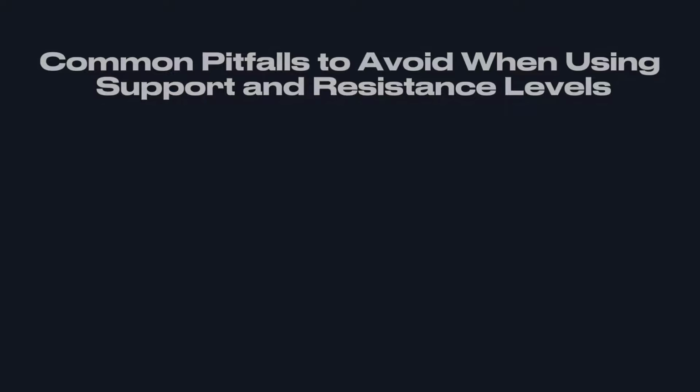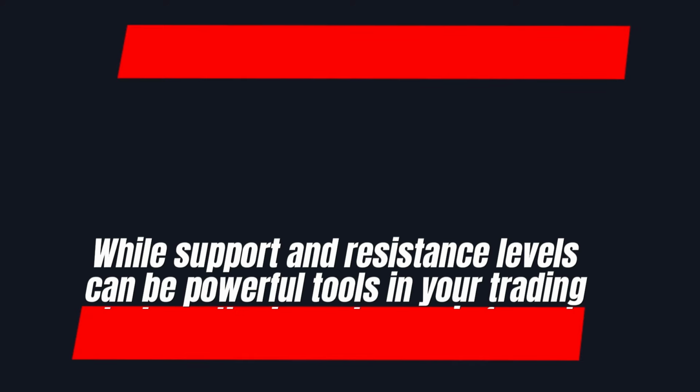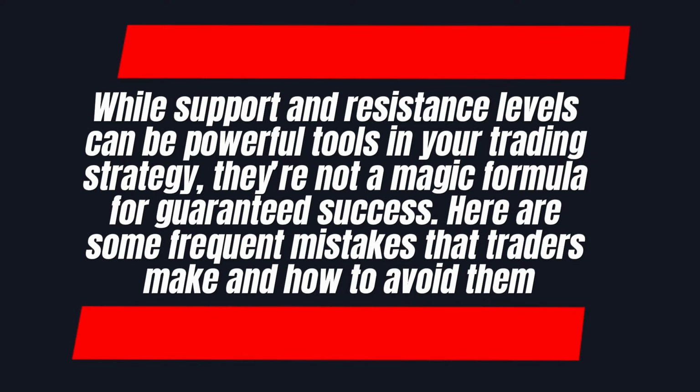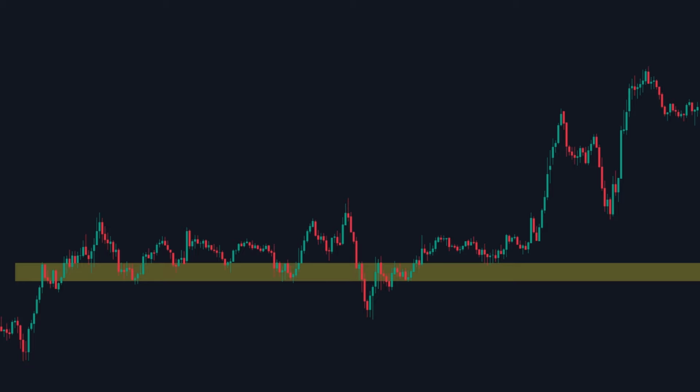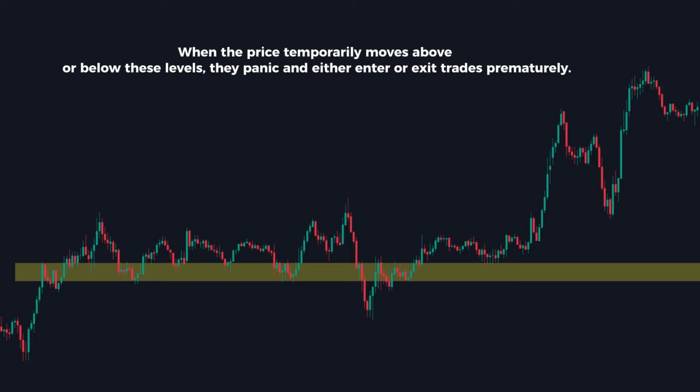While support and resistance levels can be powerful tools in your trading strategy, they're not a magic formula for guaranteed success. Here are some frequent mistakes that traders make and how to avoid them. 1. Over-relying on exact price points. The problem: many traders treat support and resistance as precise, unbreakable lines. When the price temporarily moves above or below these levels, they panic and either enter or exit trades prematurely.